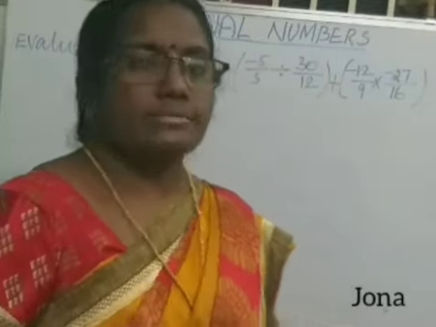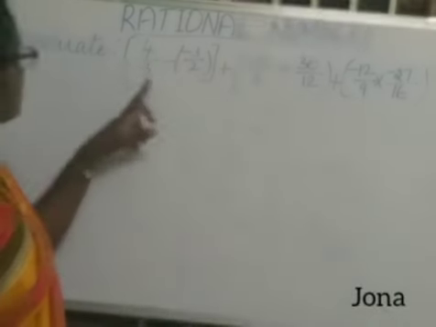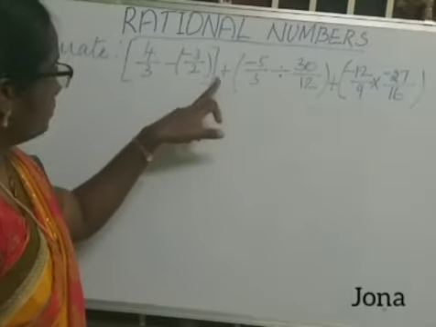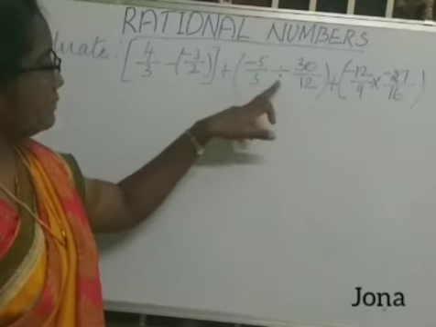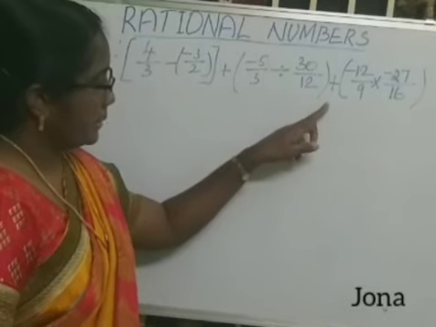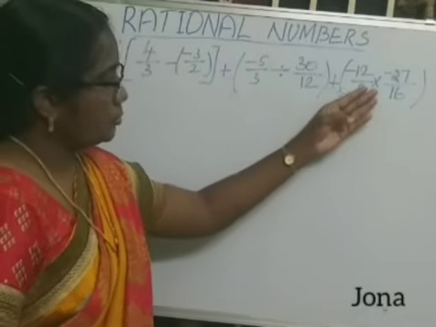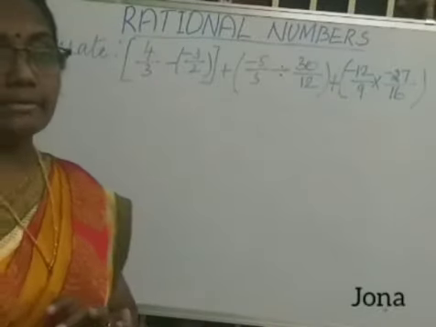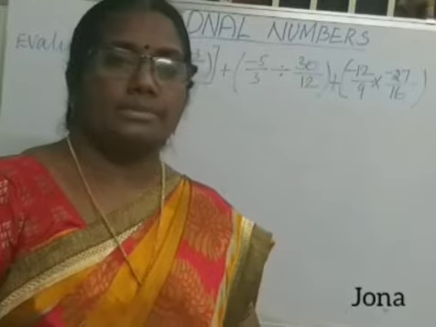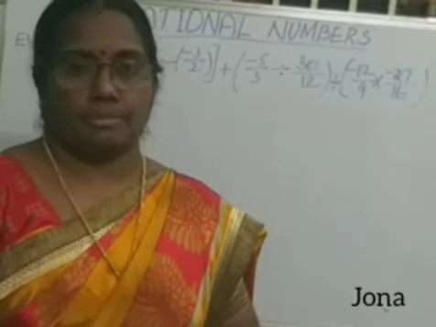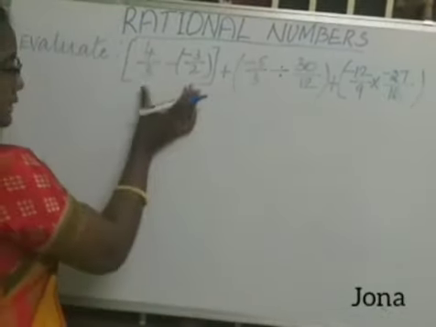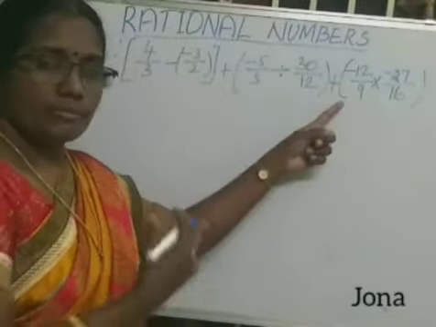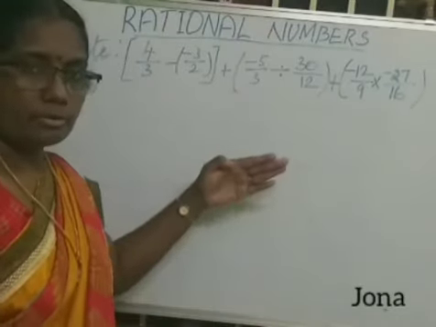Okay. Look at the next problem. Evaluate 4 by 3 minus of minus 3 by 2 plus minus 5 by 3 divided by 30 by 12 plus minus 12 by 9 into minus 27 by 16. Okay, first, I told you already, we have to simplify the problems bracket-wise. So now I want to take this one separately and this one separately, and then we have the plus symbol, so we have to add that side by side.